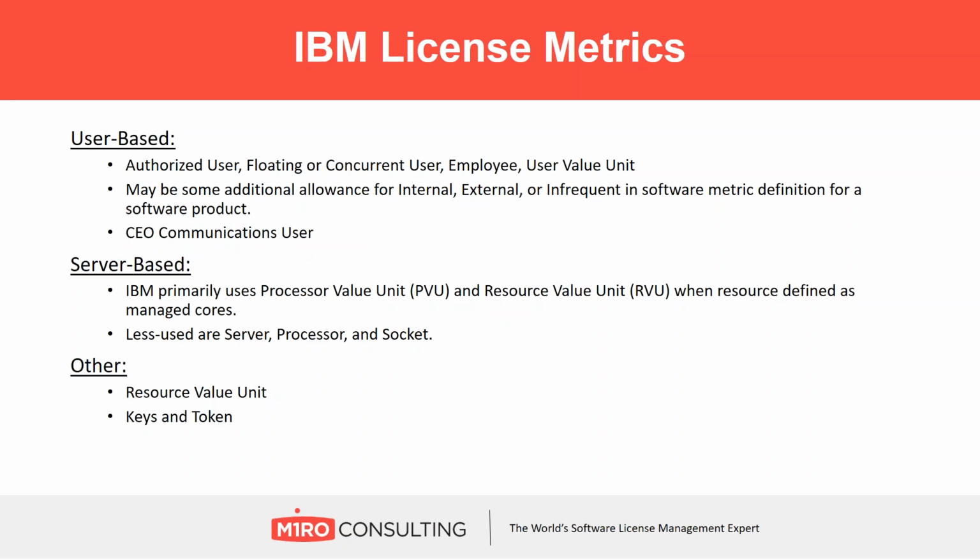Okay, server-based metrics. Most of us know the processor value unit, the PVU, and the similar sounding resource value unit, RVU, is based on a defined resource within the software description. At first, it was just managed cores, so that made it easy just to count out the managed cores on the servers. But now RVU has been expanded, so resources could be people, could be probes, could be devices, and then RVU uses a tiered table that I'll explain later. It confuses some people with the math.